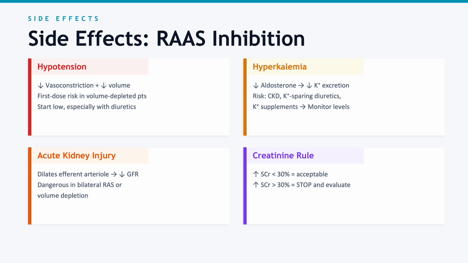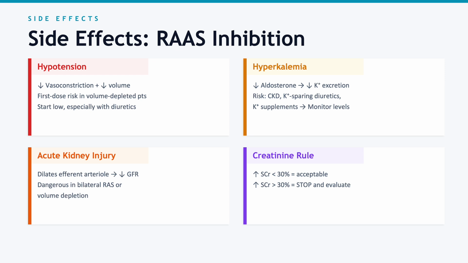For hyperkalemia, ACE inhibitors suppress aldosterone, which reduces potassium excretion. Potassium levels can rise. This is clinically significant in patients with chronic kidney disease or in patients taking potassium-sparing diuretics such as spironolactone. Monitor potassium levels after initiation and with dose changes.